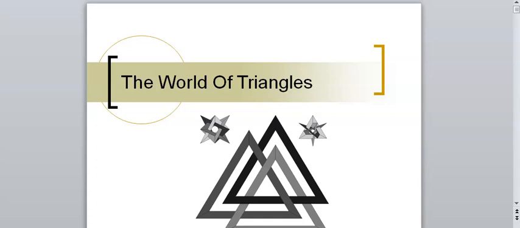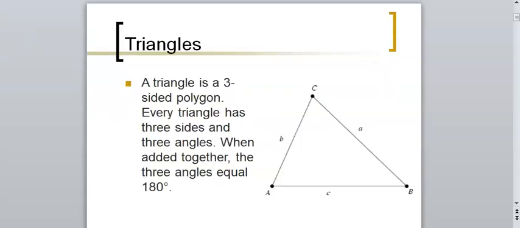In today's class, we shall be looking at triangles. So, I welcome you once again to the world of triangles. Before we go on, I would like to explain what triangles entail.